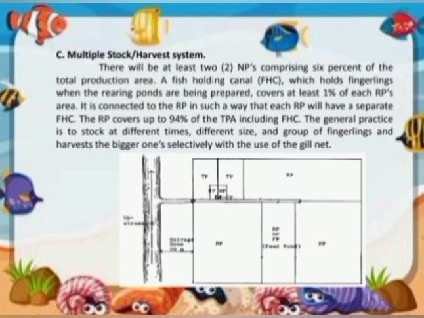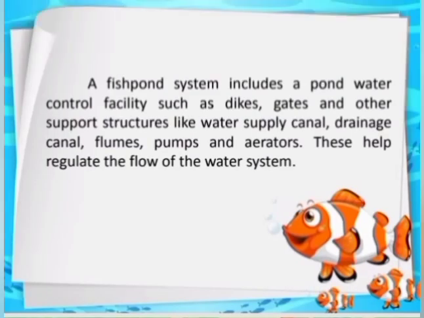The general practice is to stock at different times, different size and group of fingerlings and harvest the larger ones selectively with the use of the gill net. In conclusion, a well-designed fish pond layout is crucial for creating a harmonious aquatic environment. Thoughtful consideration of factors such as water circulation, plant placement, and shelter areas contributes to the overall health and balance of the ecosystem, fostering optimal conditions for fish growth and well-being.